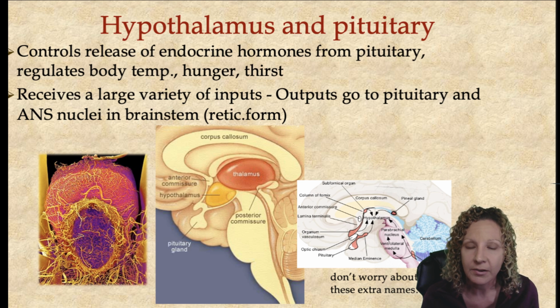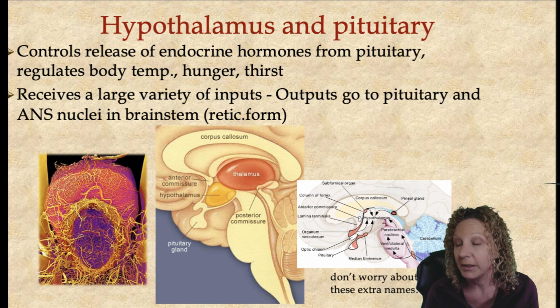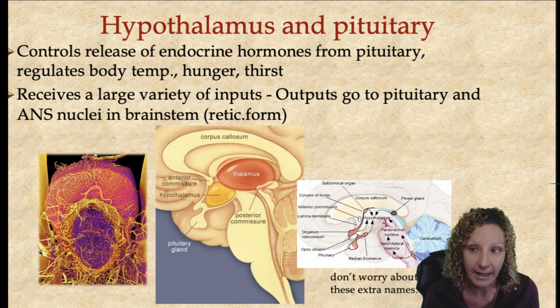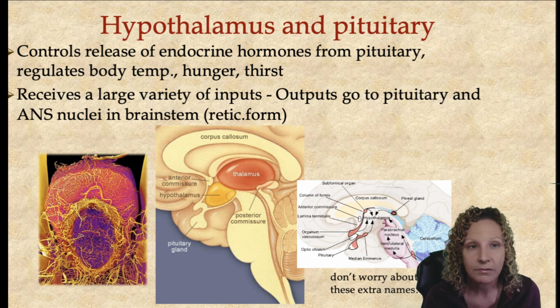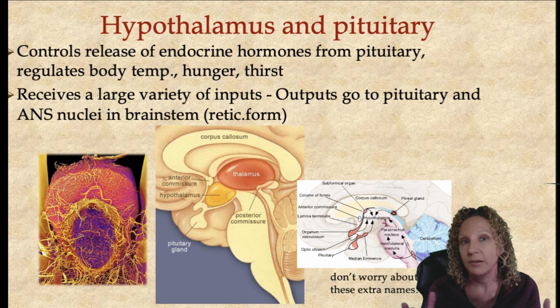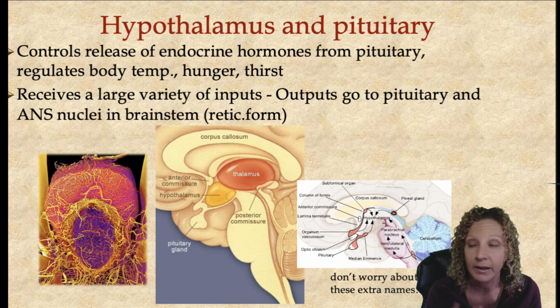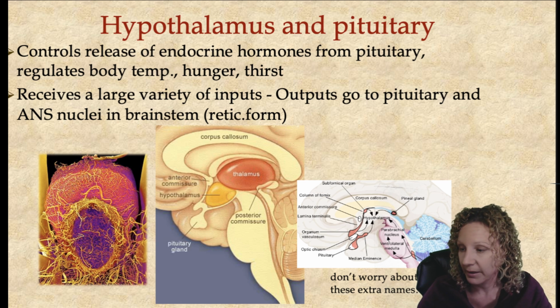Moving up the brain, nearby the thalamus is the hypothalamus, so just below the thalamus, makes sense, right? And the pituitary. And those are dangling down below. You can see on the whole brain, half brain, you can see both of these.